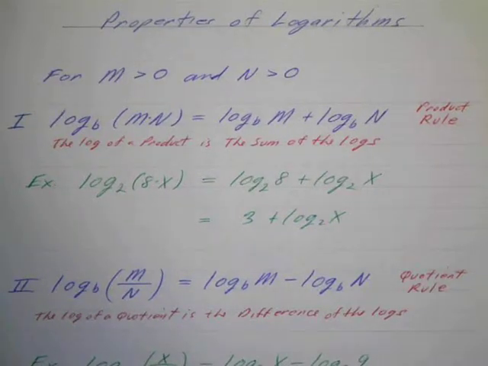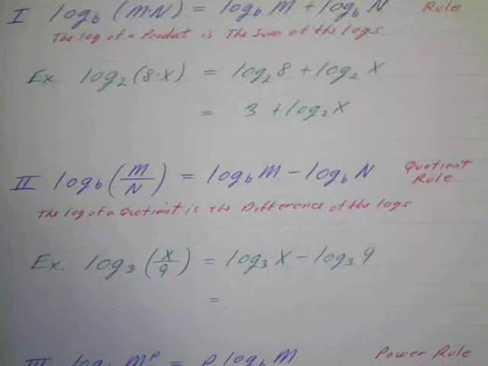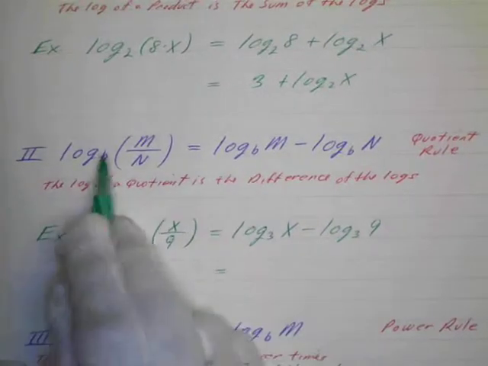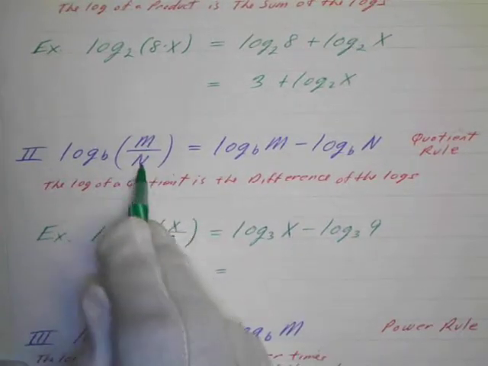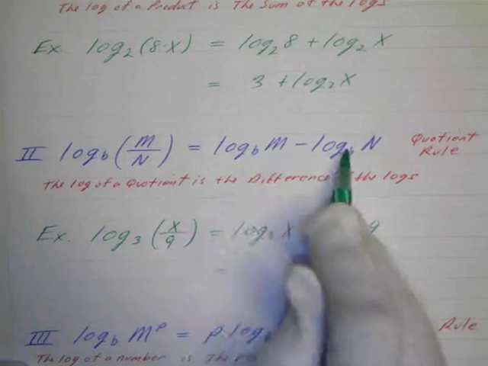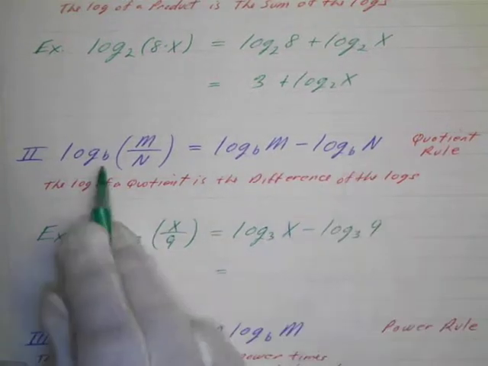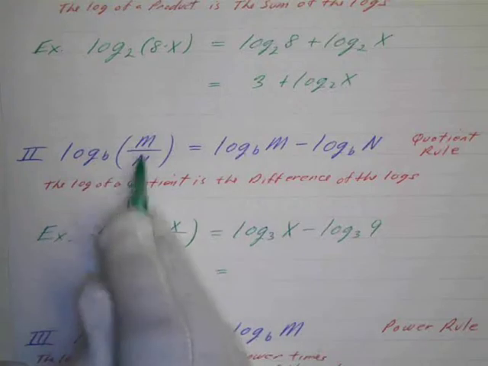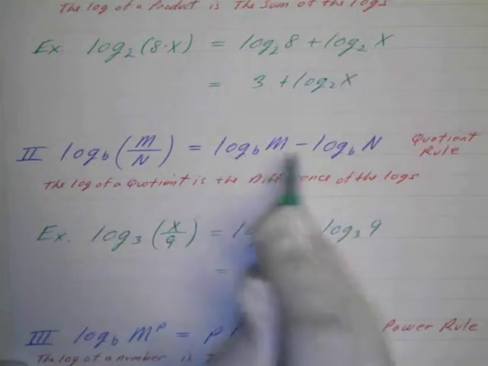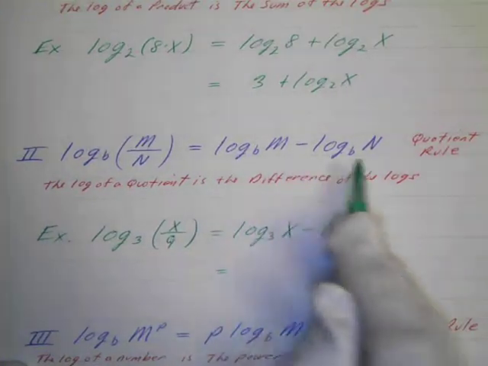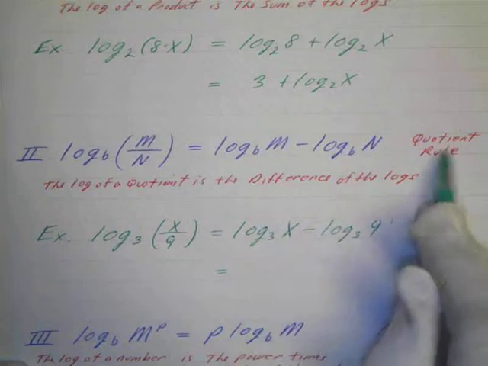All right? Our second property, our second law of logarithms. The log of a quotient, the log of m divided by n, is equal to the difference of the logs. The log to the base b of m minus the log to the base b of n. Again, the log to the base b of m divided by n is the log to the base b of m minus the log to the base b of n. And this is what we call the quotient rule.